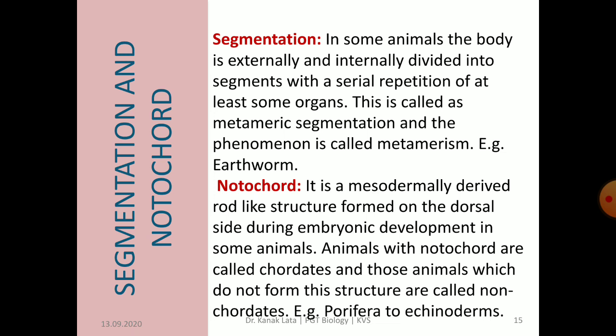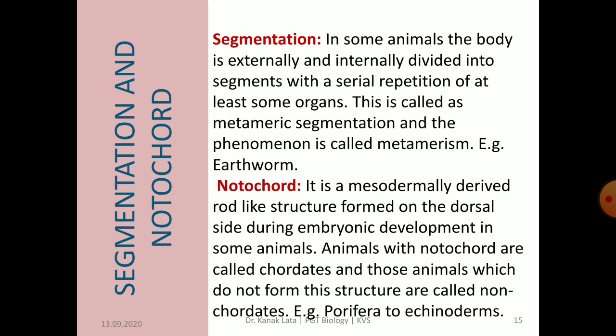Now the last topic of today's session is segmentation and notochord. In some animals, the body is externally and internally divided into segments with a serial repetition of at least some organs. This is called metameric segmentation, and the phenomenon is called metamerism. It is commonly seen in earthworm.